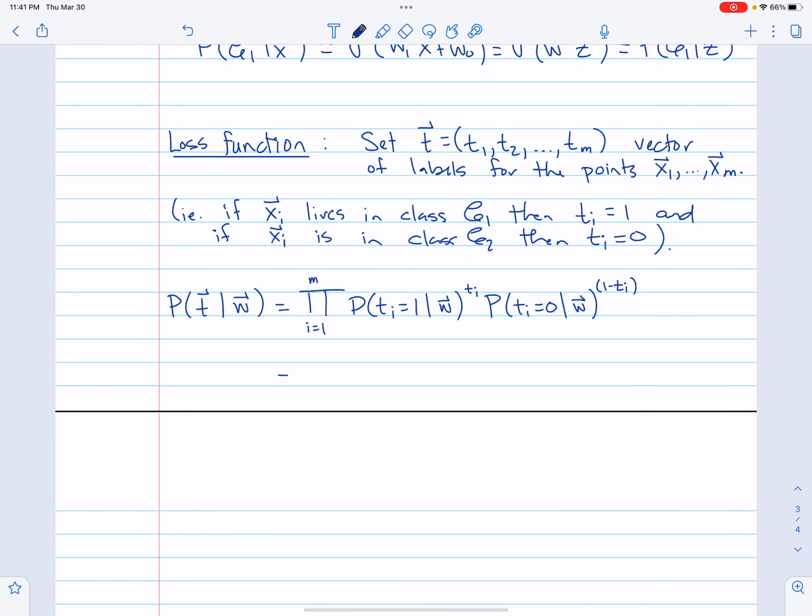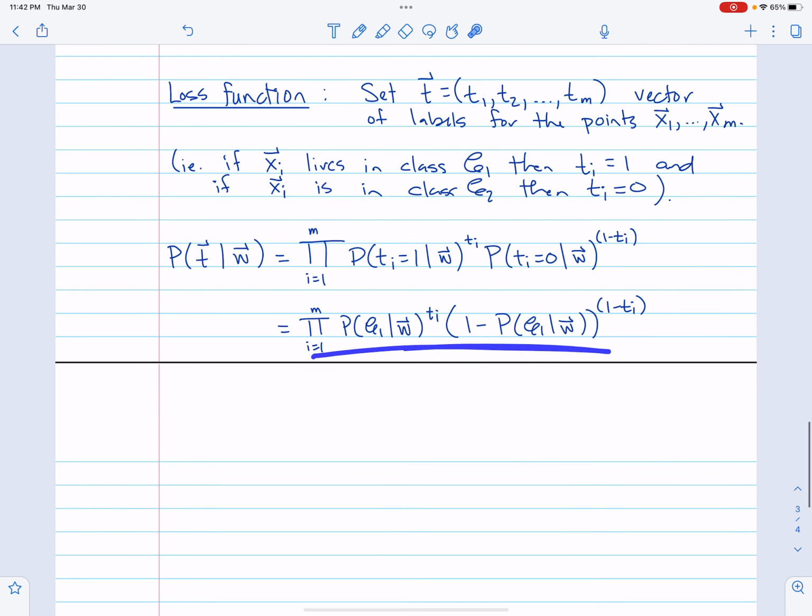So let's expand this out a bit. This is equal to the probability of class C1 given w to the power of ti times 1 minus the probability of class C1 given w to the power of 1 minus ti. Right, the probability of a label being equal to 0 is exactly 1 minus the probability of it equaling 1. So therefore we get this expression here.